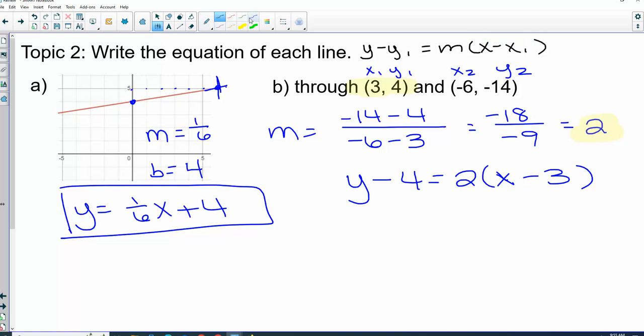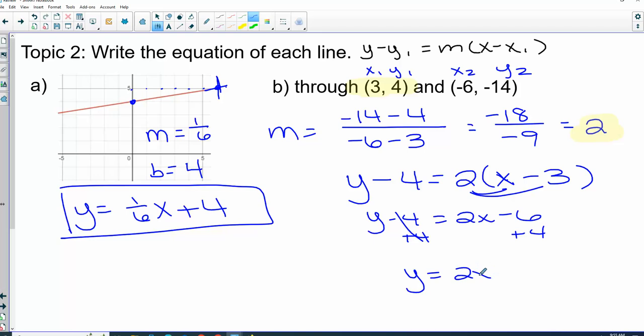So now we just work this out. So y minus 4 equals 2x minus 6. Add over the 4. So y equals 2x minus 2. Is that one okay?